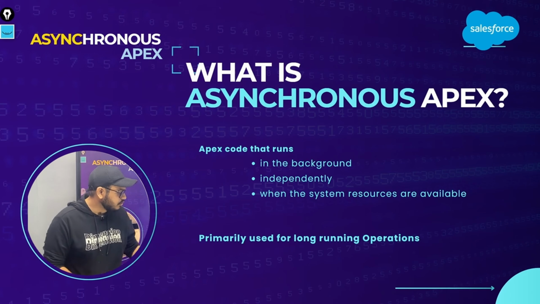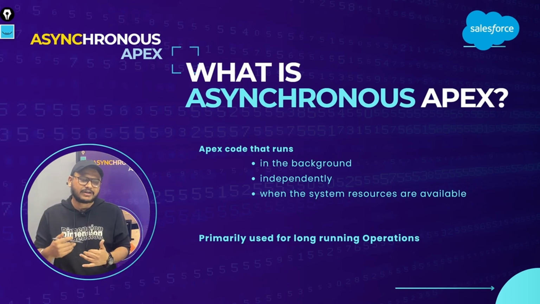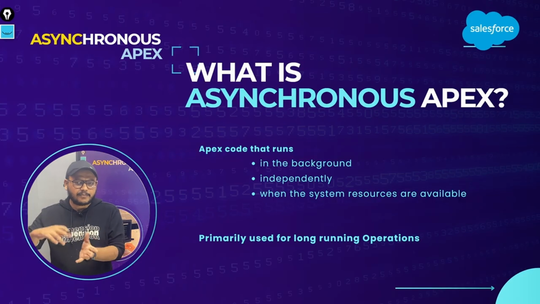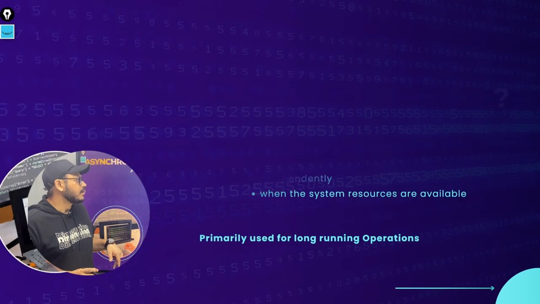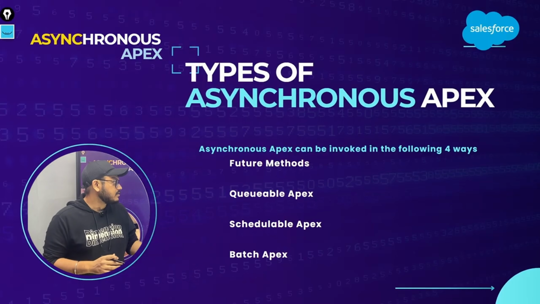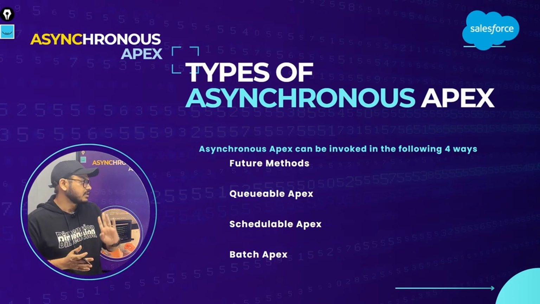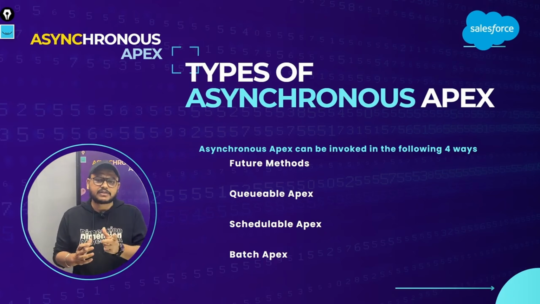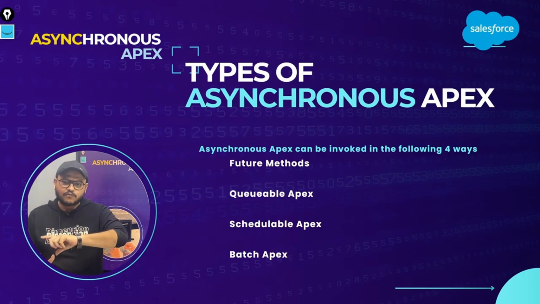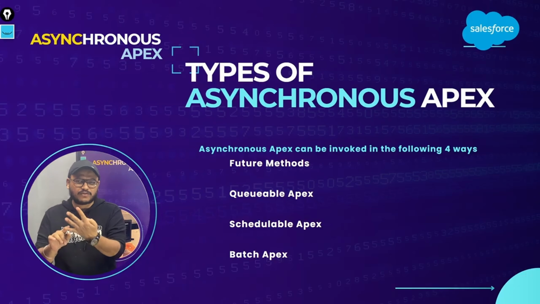So this is primarily used for long running operations, bigger operations, things which are not that important, cleansing sort of activity, update sort of activity. Those can be executed as part of asynchronous Apex. Now, let's quickly understand the types of asynchronous Apex. There are 4 types of asynchronous Apex, which would mean basically you can execute or invoke Apex code asynchronously in 4 different ways.